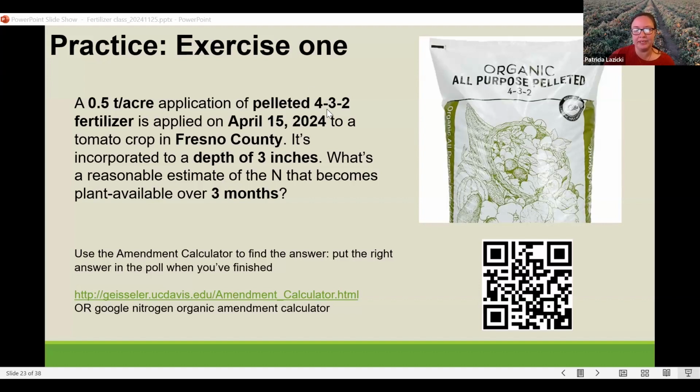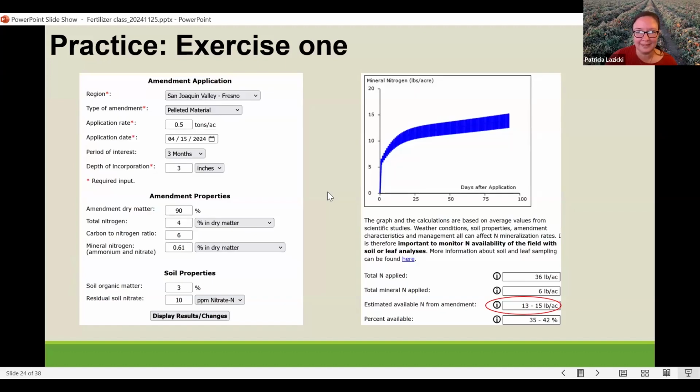But yeah, so the 3 numbers in a guaranteed fertilizer analysis, the 4 is just percent N, the 3 is for phosphorus and it's P2O5. The 2 is for potassium and it's K2O. So that's where the 4% came from. Sorry, I should have explained that. Okay, so we'll move on to the next one.